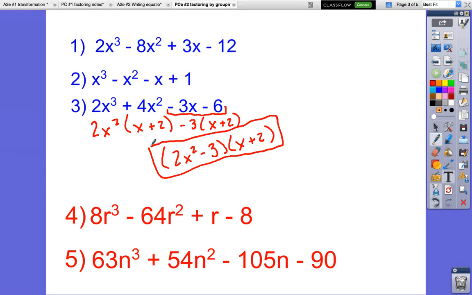I'm checking for difference of squares. That is not a perfect square minus a perfect square, so I am good. Questions at all on number 3? I am saying this, once you get a hang of this, this isn't so bad.